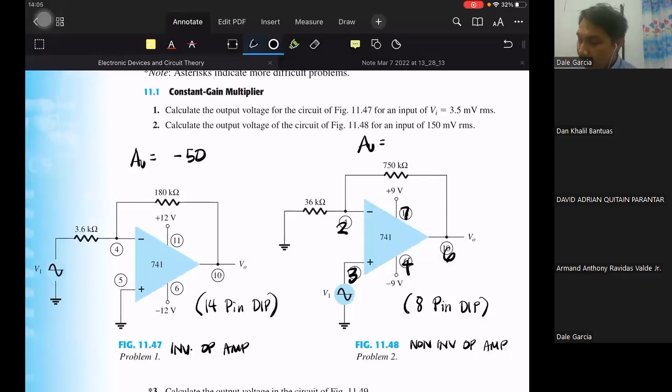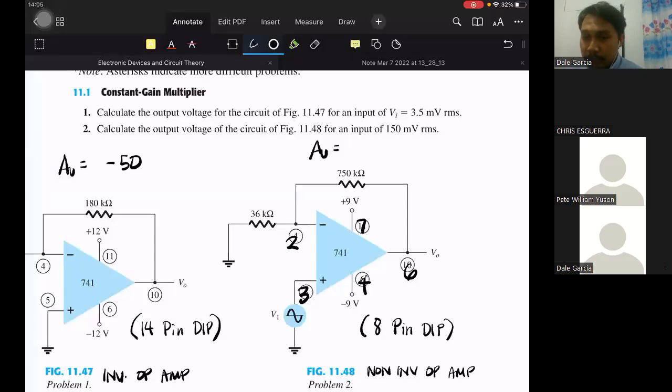For the non-inverting, the gain is positive, no? So 750 divided by 36, which is 20.83. So, sige lang. This is 20.83, so 21. So this is positive 21.83.